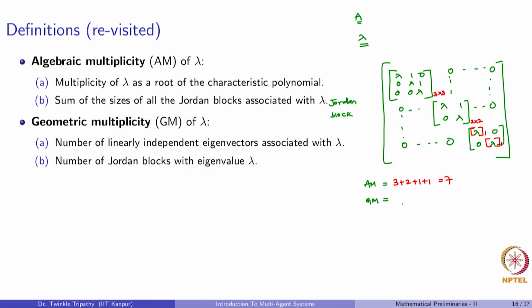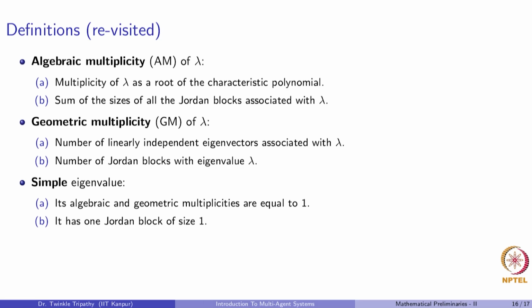And what is the geometric multiplicity? It is simply equal to the number of Jordan blocks that are associated with an eigenvalue. So we have one Jordan block here, another Jordan block here, and here if you see we have 2 more, each of size 1. In this case, it is simply equal to 1, 2, 3 and 4. 4 Jordan blocks are associated. Okay. So, this is how we calculate the algebraic and geometric multiplicities from the Jordan matrix.